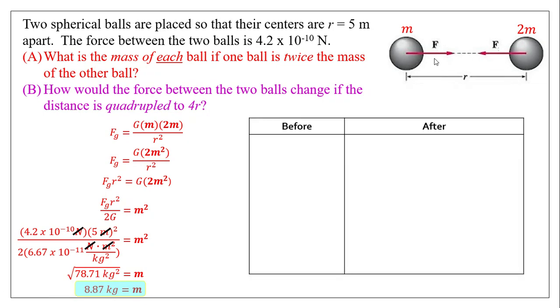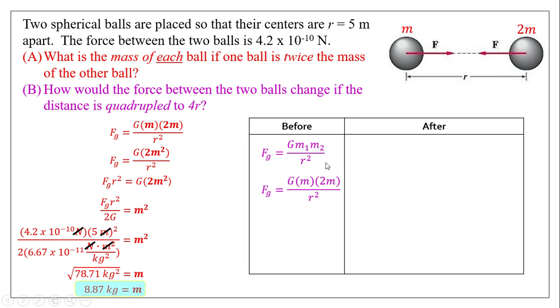Let's do part B. Part B asks us how would the force change between the two balls if the distance quadrupled? Quadruple would imply that you're multiplying the distance by 4, or you're making the distance 4 times as far. Okay. As usual, I'm going to start with my chart here, before and after. The original function is given as G m1 m2 over r squared. But here, m1 is just m, m2 is 2m.